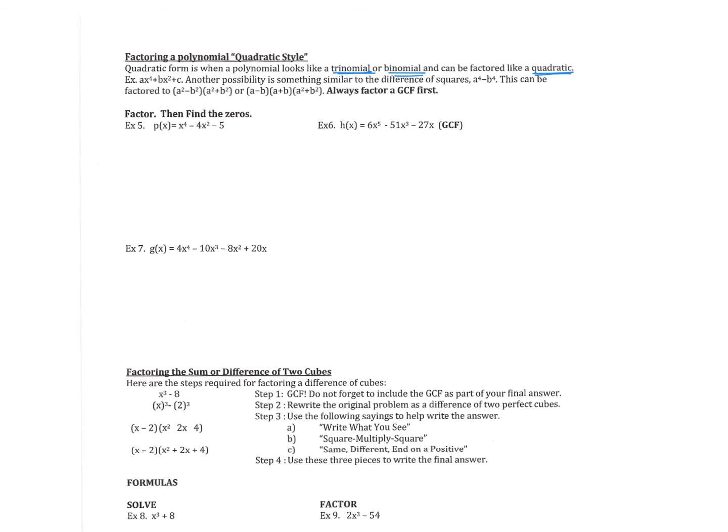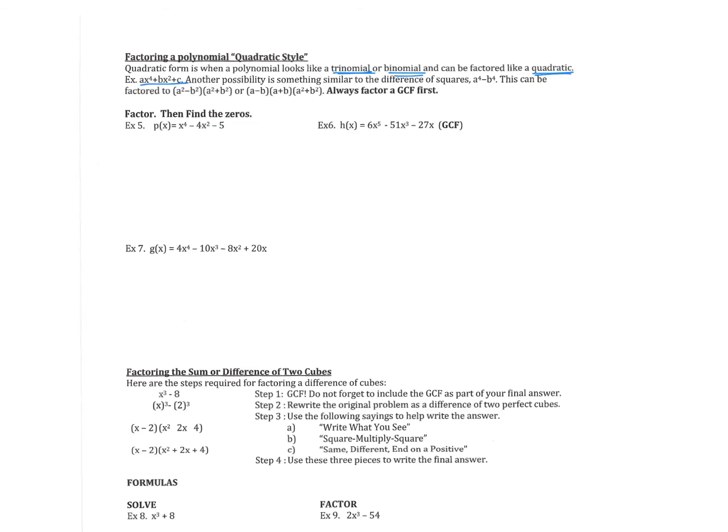So for example, I'm going to have the same 3 terms, but instead of being an x squared and an x, it might be an x to the 4th and an x squared, which works the exact same way. We'll look at that in a moment. Or instead of having the difference of 2 squares, I could have an a to the 4th minus b to the 4th, and that would work the same way as the difference of 2 squares do. So let's take a look at some of this.